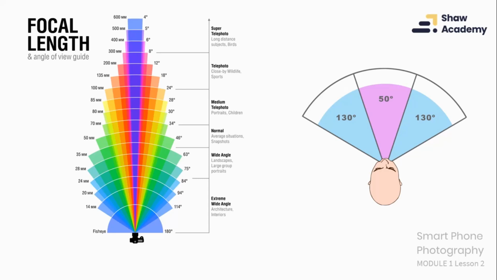So a fisheye lens, 180 degrees angle of vision, is actually much wider than what we're capable of seeing. It's not until we get to our 14 millimeters that we're within a range that's within our field of vision, but that also includes our peripheral vision.